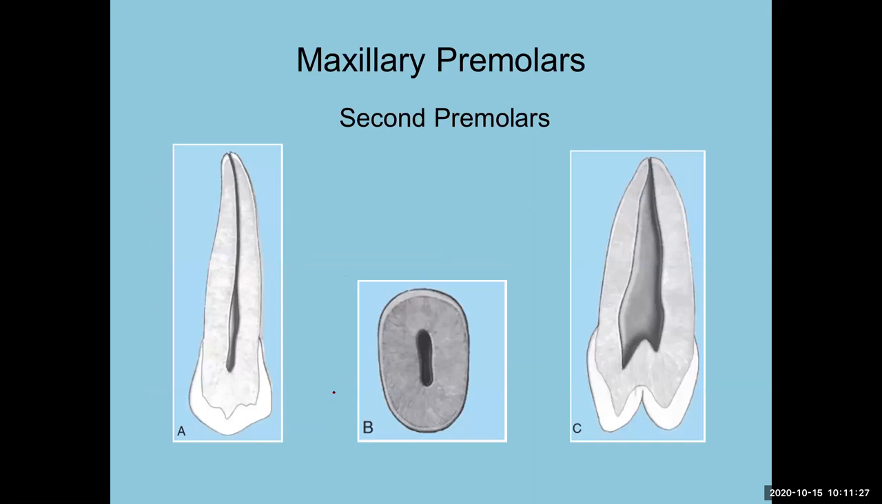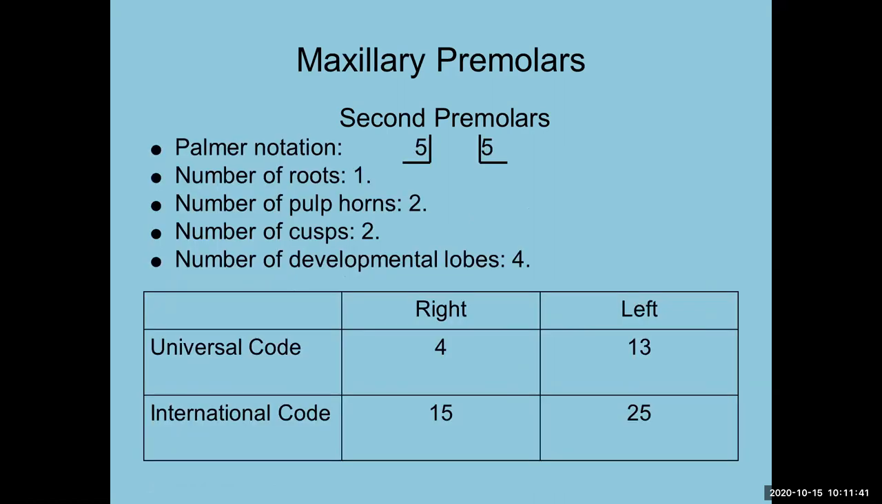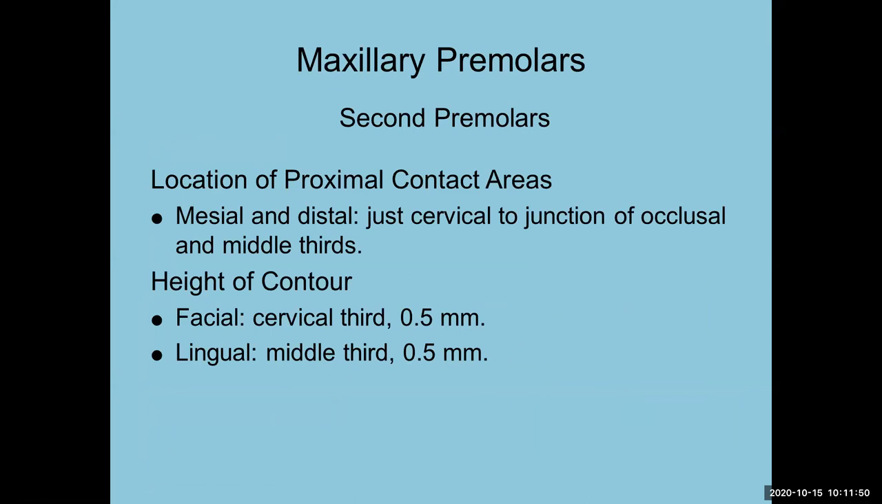Second premolar. It doesn't have that mesial marginal groove. Remember, on the first premolar, it was really concave there. For the contact areas, it's just cervical to the junction of the occlusal and middle thirds. You've got the height of contour in the cervical third for the facial and in the middle third for the lingual. Need to know that.